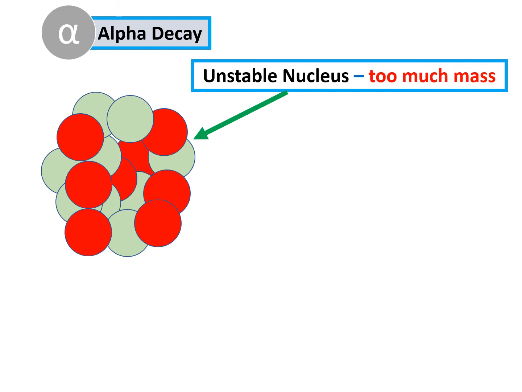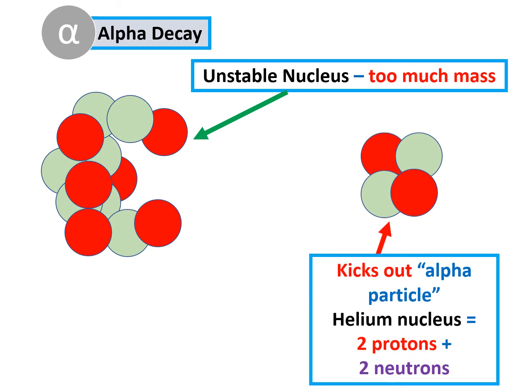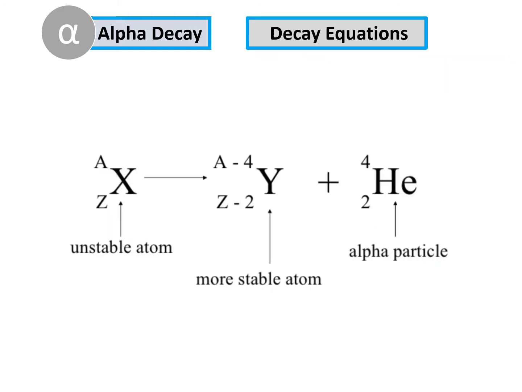So, alpha decay. The unstable nucleus has got too much mass. It kicks out an alpha particle. An alpha particle is a helium nucleus. It's got 2 protons and 2 neutrons. It leaves behind a more stable element with a mass number down by 4 and an atomic number down by 2. So for instance, that's the general equation for an alpha decay.